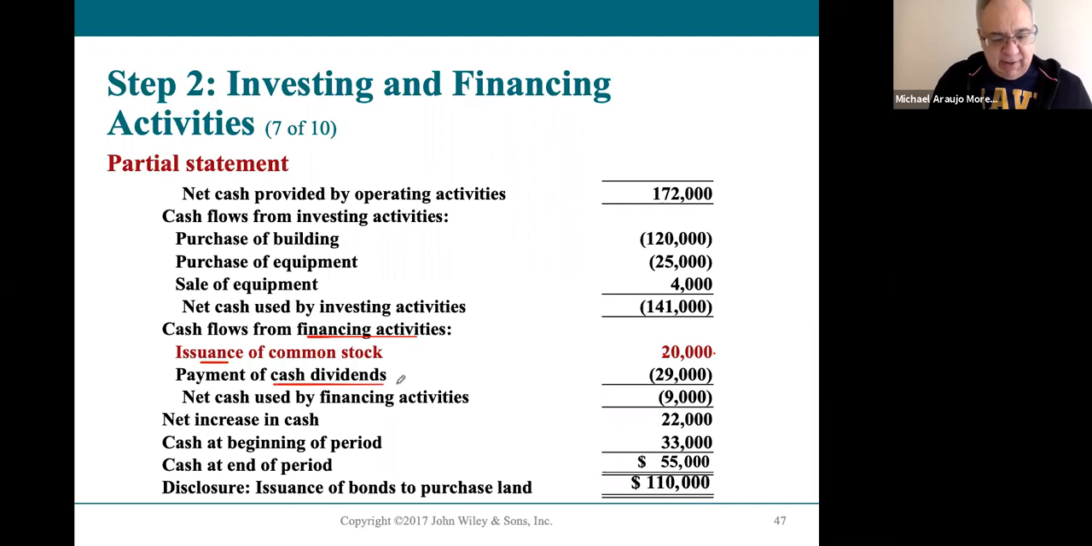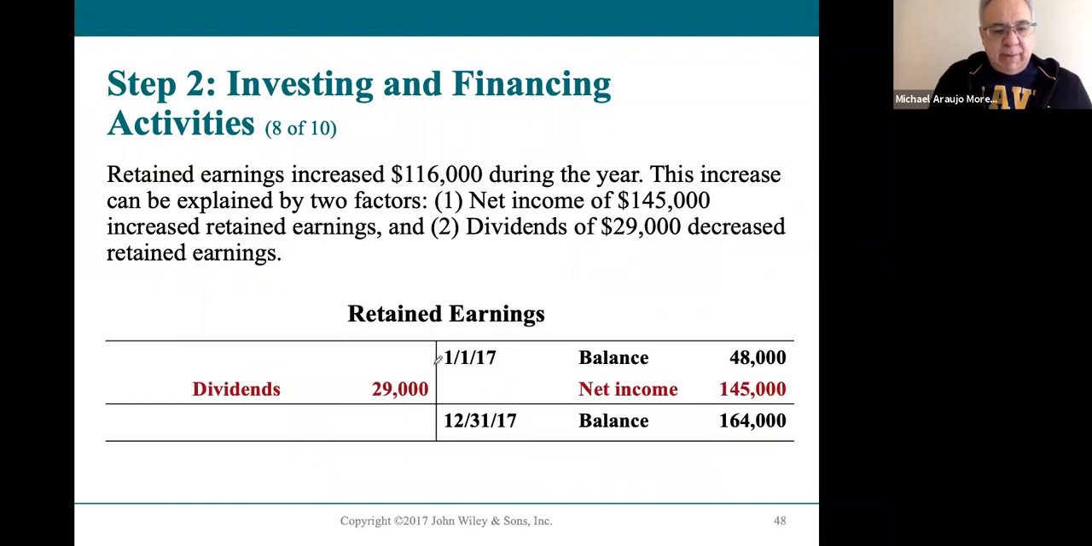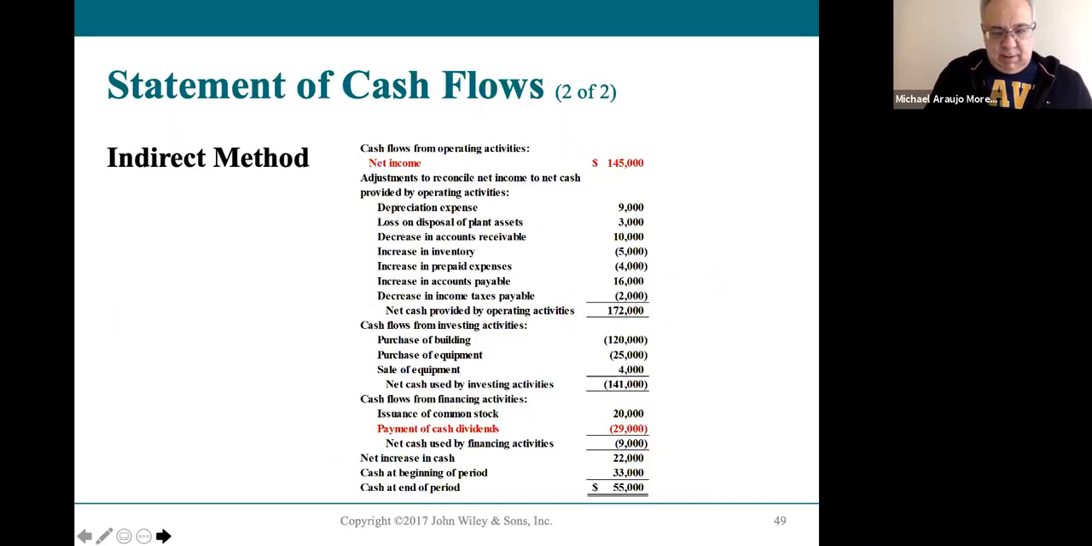And then, as you know, they paid a dividend. They paid $29,000. That's cash going out. So in essence, because they had more going out than coming in, they used cash for financing activities, $9,000. So again, those dividends show a use of cash. The payment of dividends is noted here. The increase in retained earnings is the profit, the net income from the income statement, which is also noted.